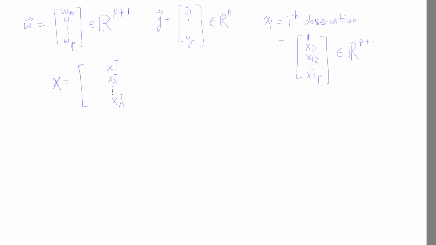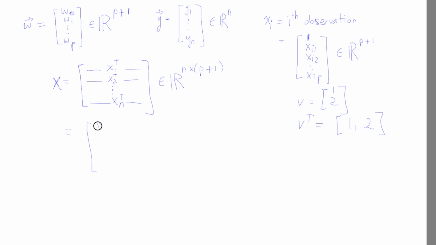Okay, so I'm going to take all the observations and transpose them. I'm going to stack them into a big matrix, and you should note that this is going to be n by p plus 1. Let me give you an example. If I have a vector v equal to 1, 2, then v transpose is just the row vector 1, 2. So all I'm doing here is stacking.